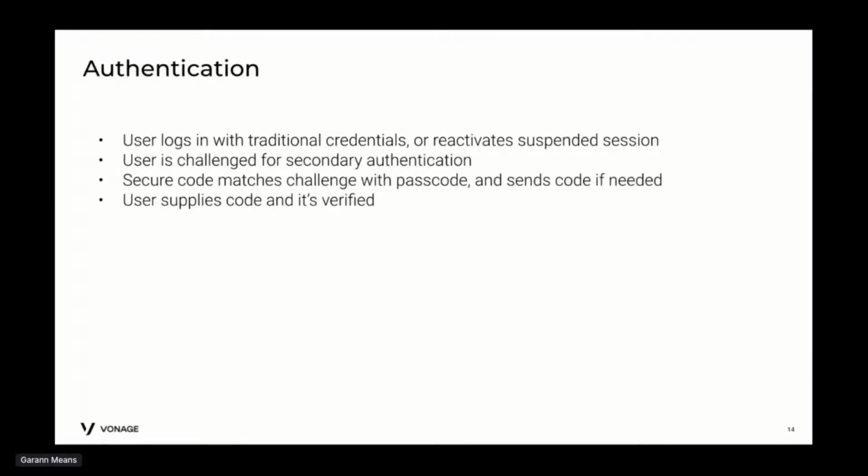So the authentication process is basically that you have a user, they log in with their traditional credentials, or they reactivate a suspended session, whichever. And at that point, they're challenged for their secondary authentication, which is going to be, again, maybe a code that you sent them via SMS or something like that. That secure code then matches the challenge with the passcode, and it sends a code if there's one that's going to be needed. And then the user supplies the code that they have received, and that's verified. And so that's the whole authentication process.